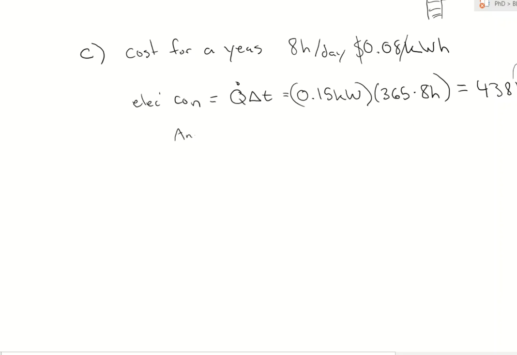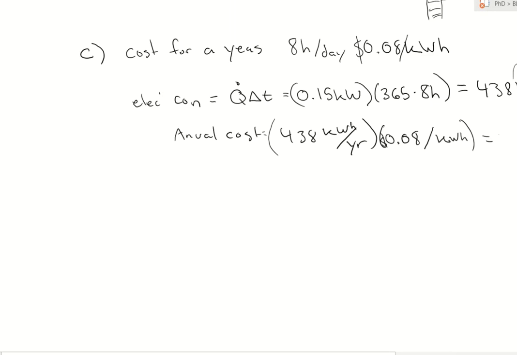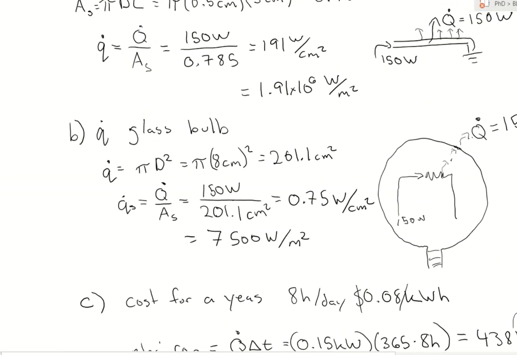And so the annual cost is that 438 kilowatt hours per year times the 0.08 per kilowatt hour, which is 35.04 per year. Okay, so that's the answer to this question.